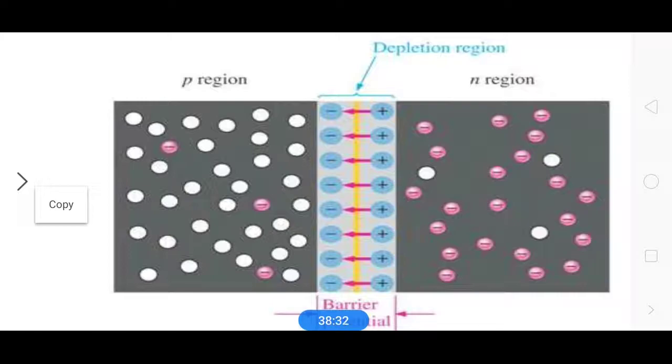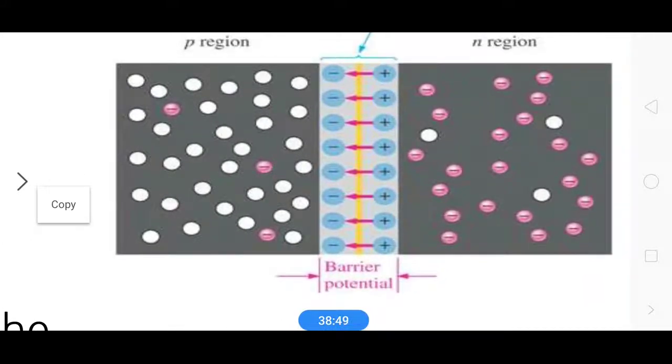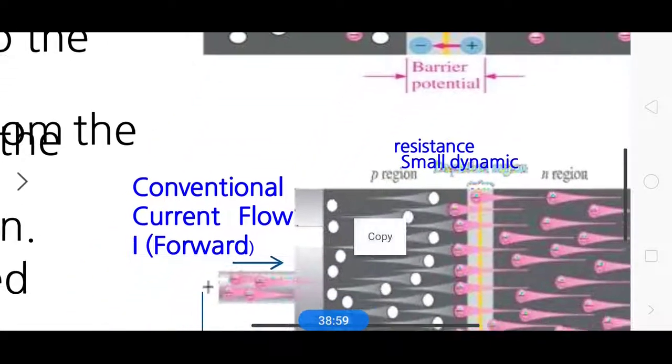And at the junction you can see the negative immobile acceptor ions in the P region and positively charged immobile donor ions in the N region, and this is called barrier potential. Electric field is generated from positive ion to negative ion. This is also called as depletion layer.